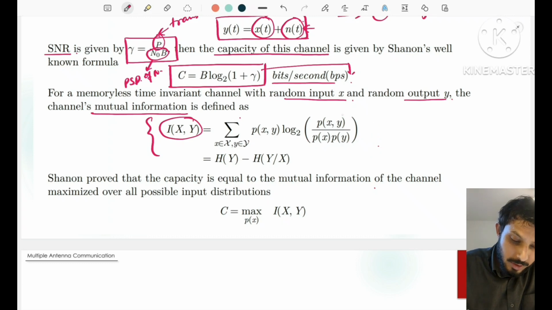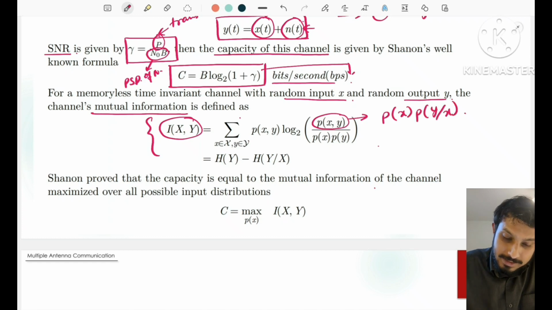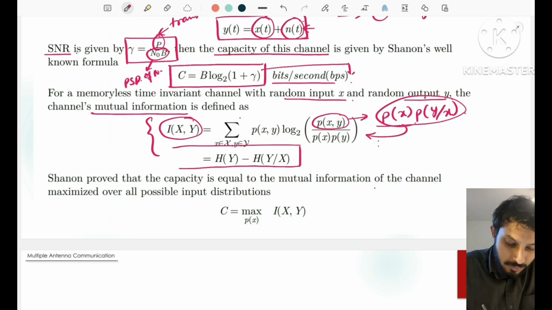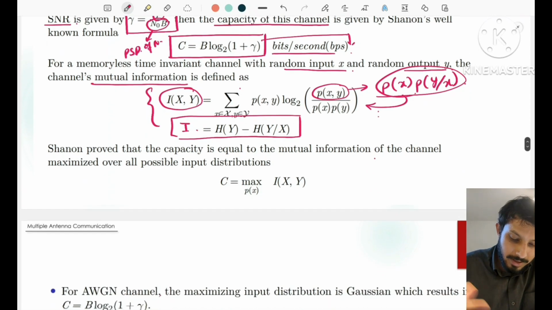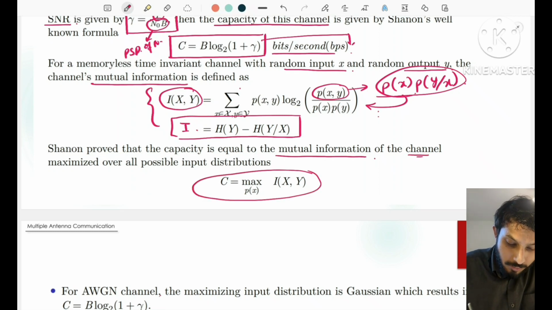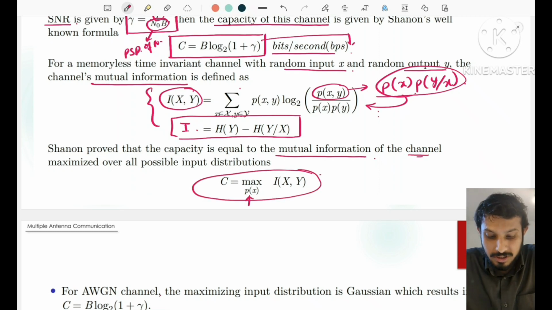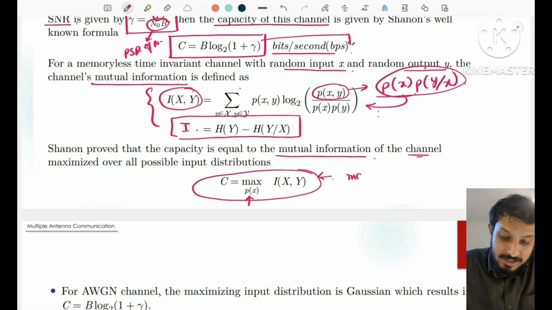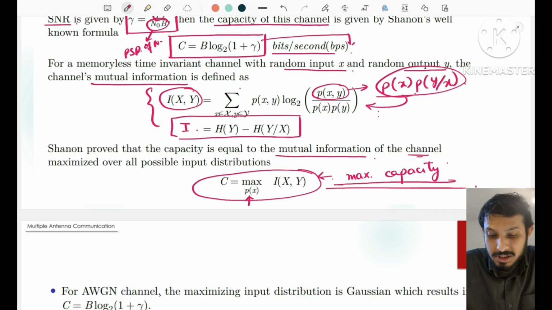And then using Bayes theorem, if we try to open this P of X comma Y as P of X into P of Y given X, and if we substitute this in this expression, we get entropy of Y minus entropy of Y given X. And Shannon proved that the capacity is equal to the mutual information of the channel that is maximized over the input distribution. So this is the maximum capacity of the AWGN channel.